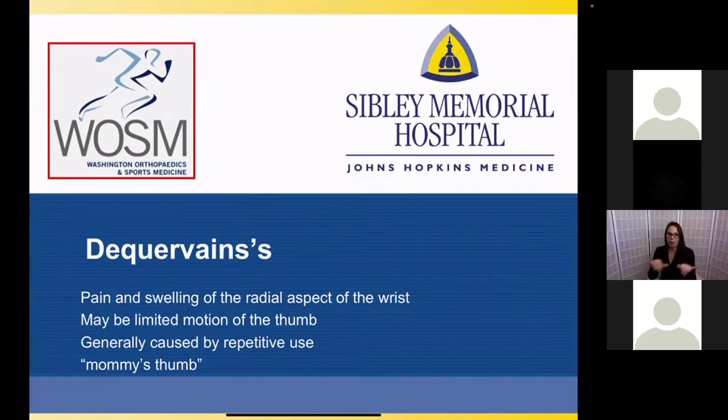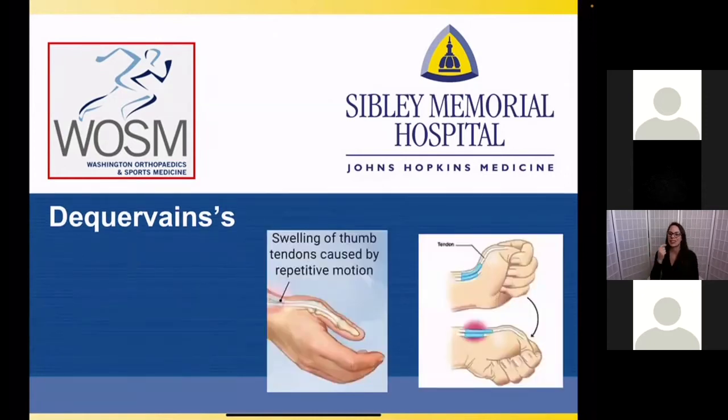Sometimes people think they're getting arthritis because they'll have a big bump there. It'll be swollen and it can be confused with arthritis, but it's not. It's very easy to treat, very effective treatment. Here's a picture, and you can see over here, this area gets swollen and inflamed. And when you bring your thumb down, it causes a lot of pain.